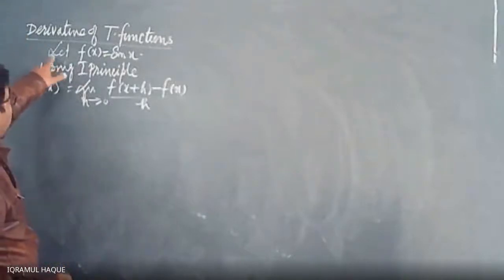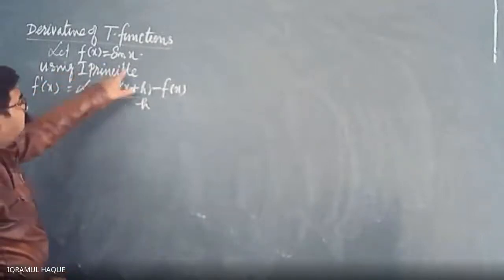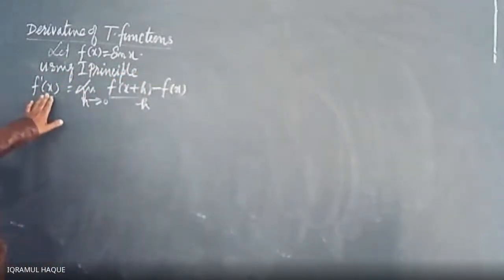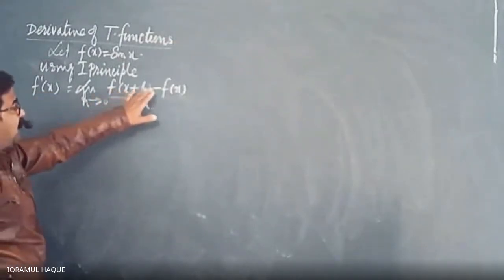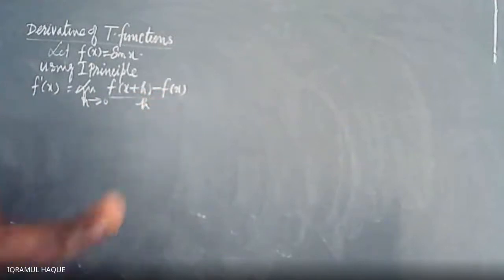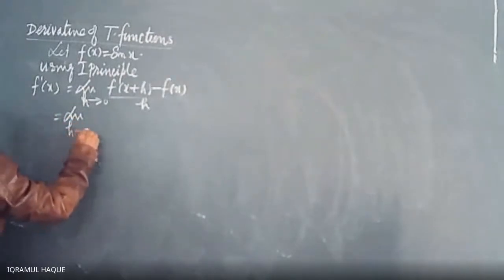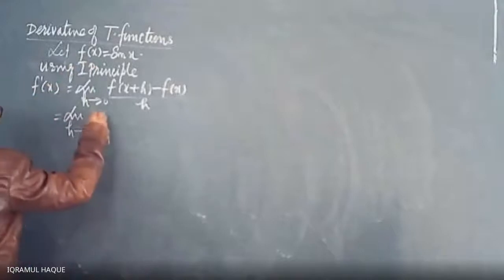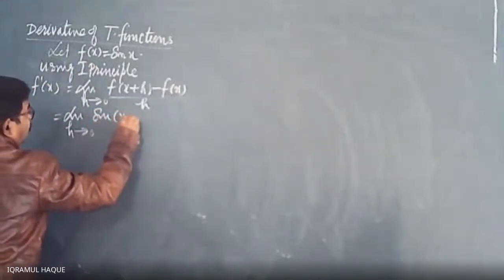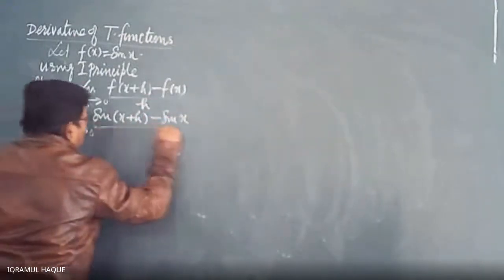For the purpose of derivative of sin x, we will use the first principle of derivative. What is the first principle? f'(x) is equal to limit h tends to 0, f(x+h) minus f(x) upon h. So, limit h tends to 0, x plus h means h is added to x. So we have sin(x+h) minus sin x upon h.